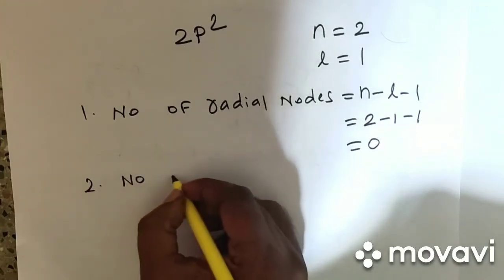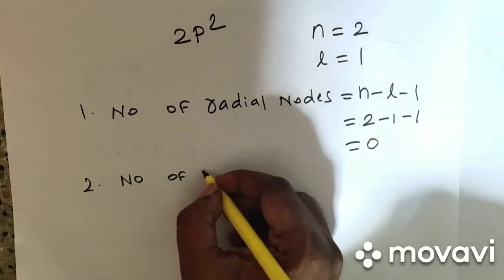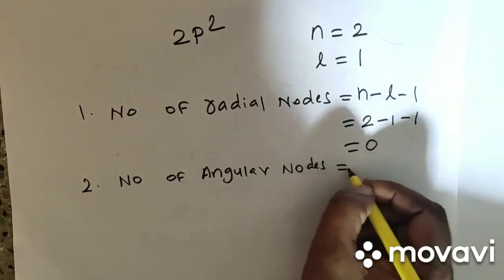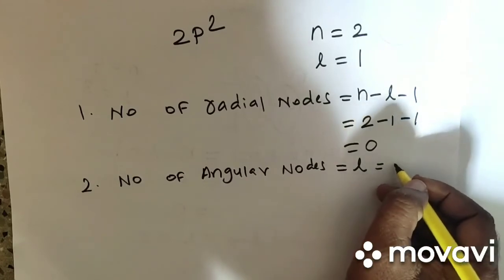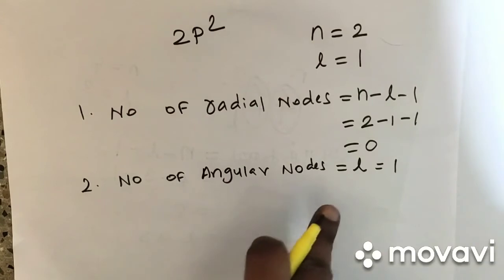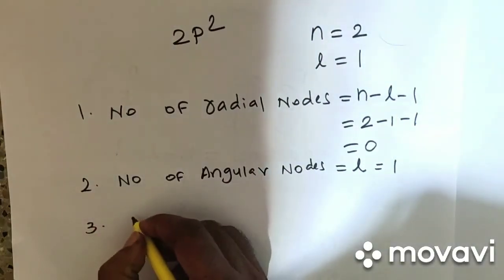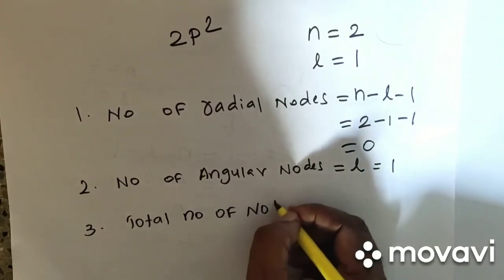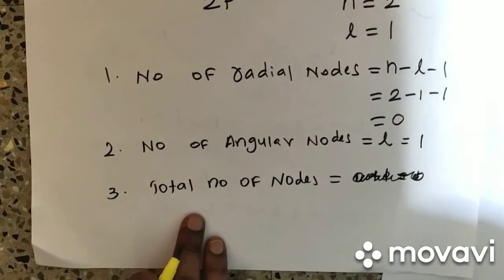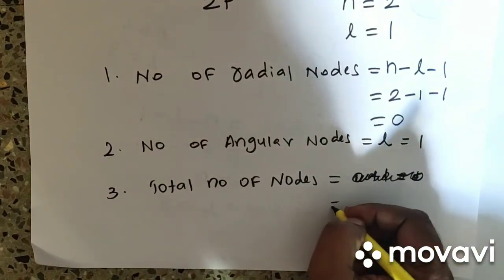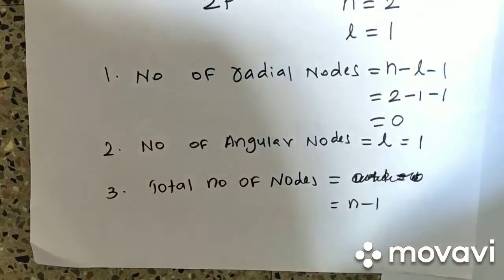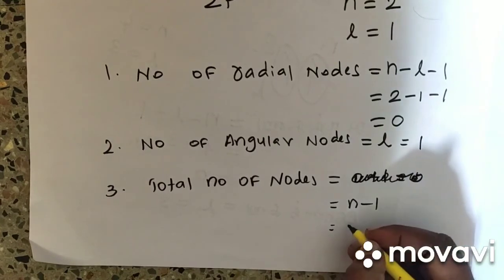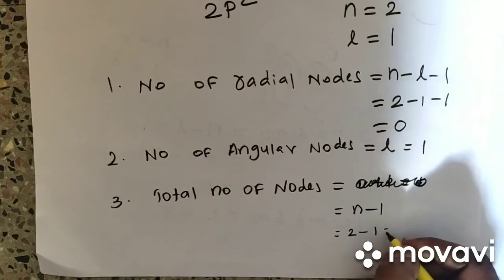Second, we find the number of angular nodes. The formula is l. The l value is 1. So the number of angular nodes is equal to 1. Third, we find the total number of nodes. The formula is n minus 1. The n value is 2, 2 minus 1. So the answer is 1.